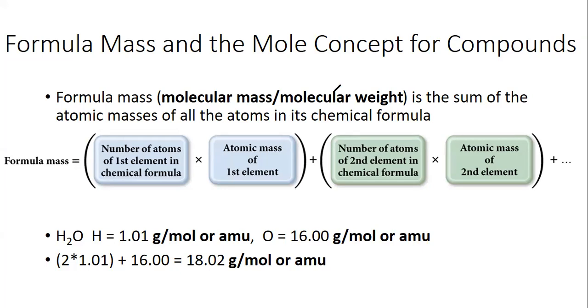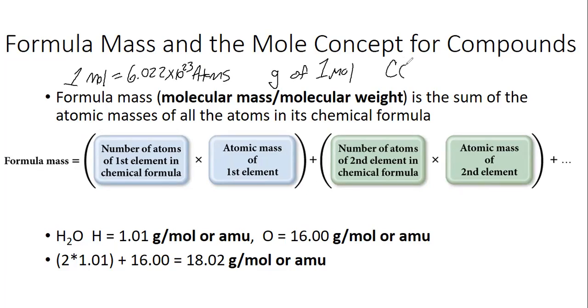So just some reminders what a mole is. When I say a mole, that is just 6.022 times 10 to the 23rd atoms. So if I have one mole of oxygen, I have that many atoms of oxygen, right? And formula mass is the weight in grams of one mole of a substance, right? So if I had carbon monoxide and I wanted to figure out how many grams one mole of carbon monoxide weighs, I use the formula down there, the formula mass formula.